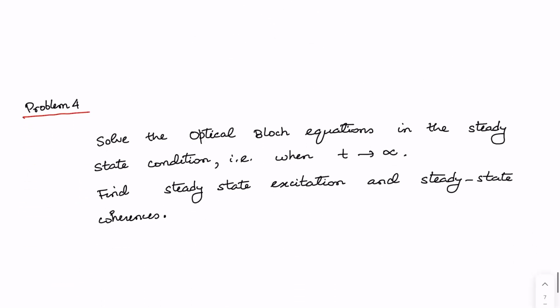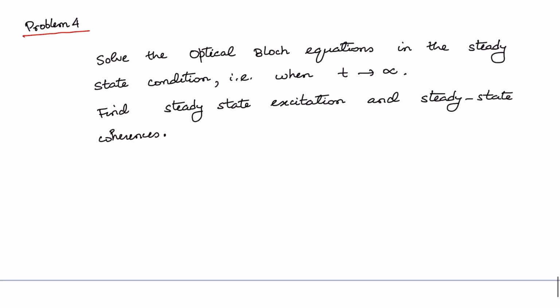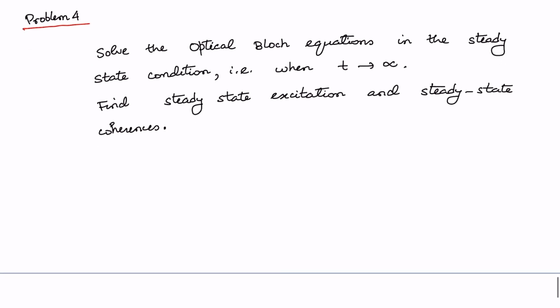Now let us do the next problem. This is an important problem related to the optical Bloch equation. You are asked to solve the optical Bloch equation in the steady state condition, that is when t tends to infinity. It means that you have a two-level system interacting with a classical light field, and you wait for long enough. That's what it means by t tends to infinity. And you are asked to find the steady state excitation and steady state coherences. I'll explain what I mean by steady state excitation and steady state coherences. So let us solve it.